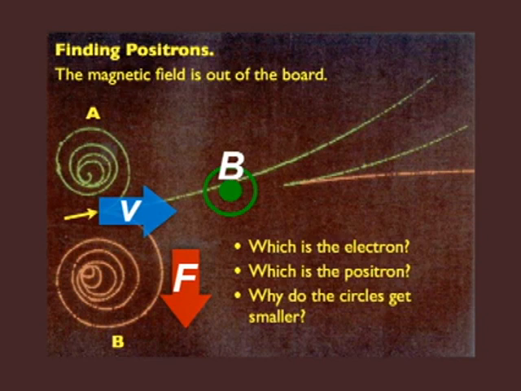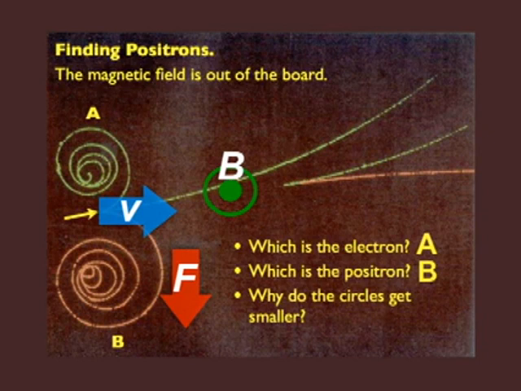So which one of these has a positive charge? B, because it starts bending down and then it goes in a circle like so. So B is the positron. A is the electron. Excellent, excellent. Now as the particles travel, they're making an ionization trail that bubbles form on. This is a bubble chamber photograph.